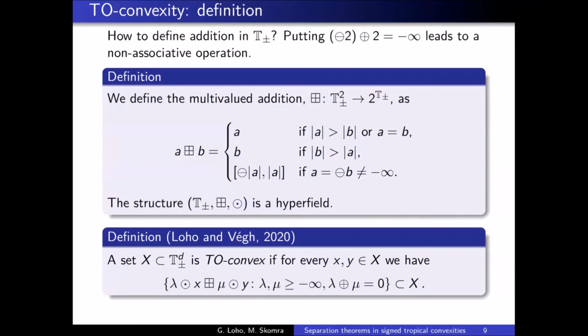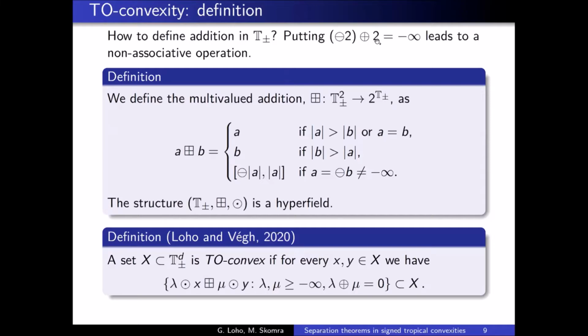One way of doing something more clever is to define the multi-valued addition of signed tropical numbers. So here is the definition of this addition and how it behaves. First of all, if you have the same number, let's say a plus a, then the result is a. And now if you have two numbers that are different in absolute value, then the number with the higher absolute value is the result. Okay. And now basically the only problematic case for this multi-valued addition is exactly this case.